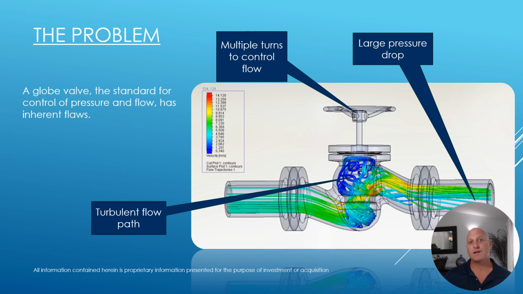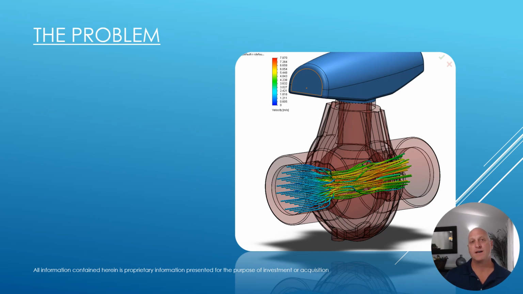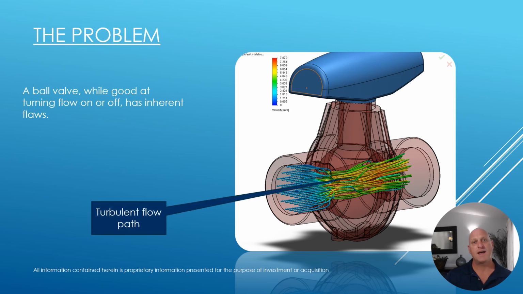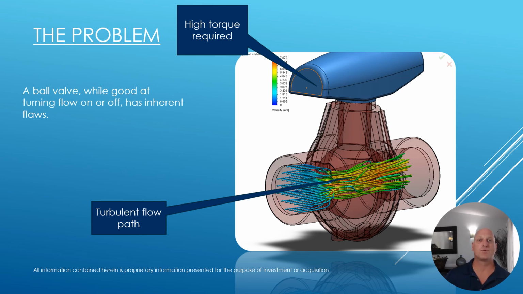So if we take a look at a full bore valve like a ball valve, it's not very good at flow control, but it is very good at shutting on and off. However, it does also have that very similar turbulent flow path. You require a lot of torque to be able to actuate this, and this is due to there having to be a large surface area between the ball itself and the seals in the interior body of the valve. You also have poor flow control characteristics.